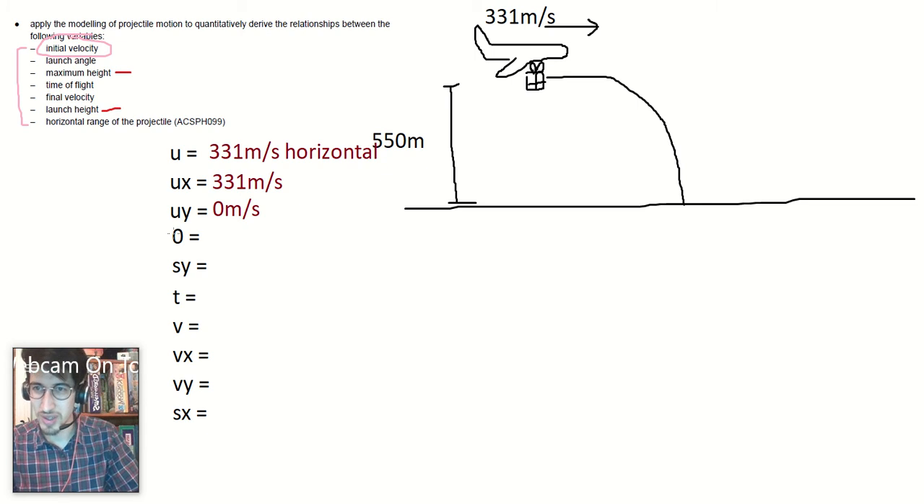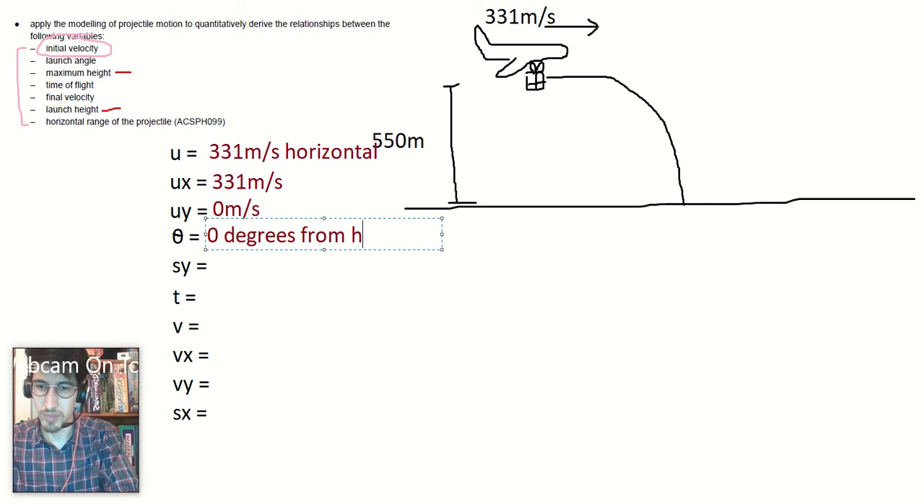This is not a 0, this is a theta. And this theta is going to be 0 degrees from horizontal. And we know that because the initial velocity was purely horizontal.